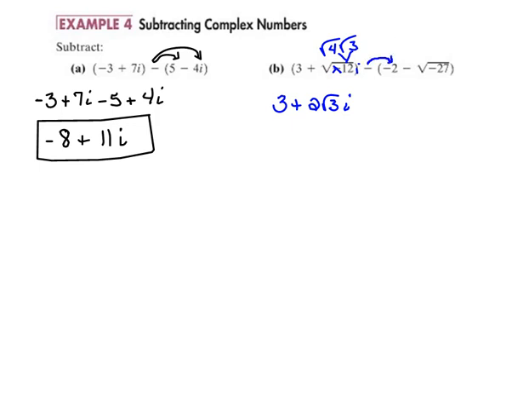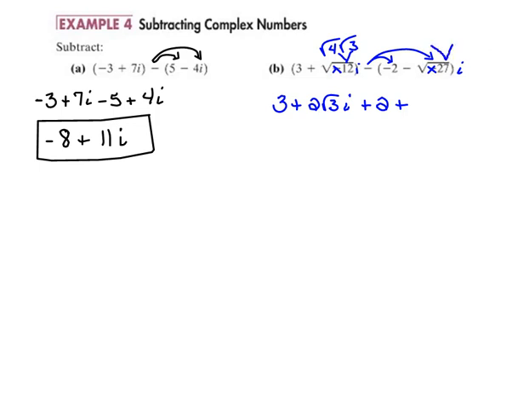Now we do also need to distribute this negative or this subtraction throughout the parentheses. So negative 2, or minus a negative 2, would be plus 2. And for this last term, minus a negative would be a positive. But we do have to clean this radical up. This negative inside the radical is going to come out as an i.